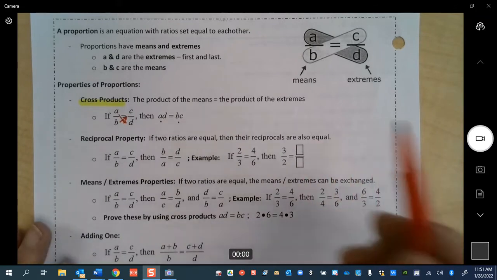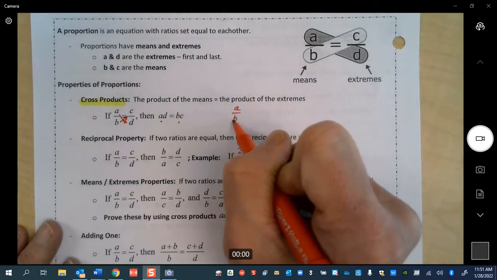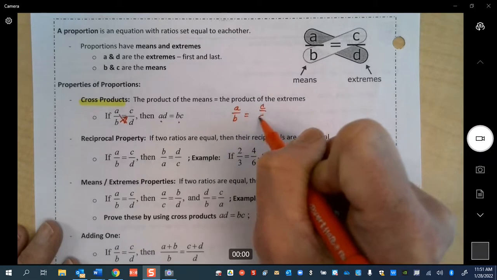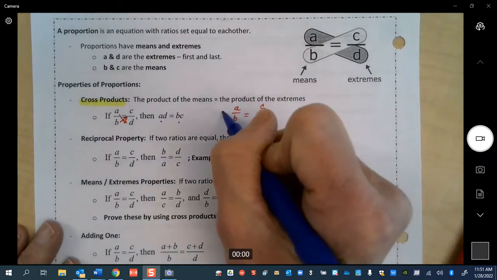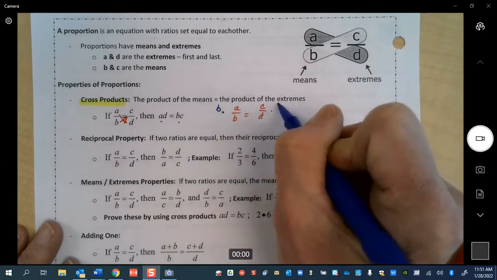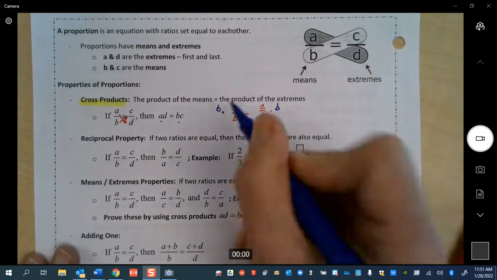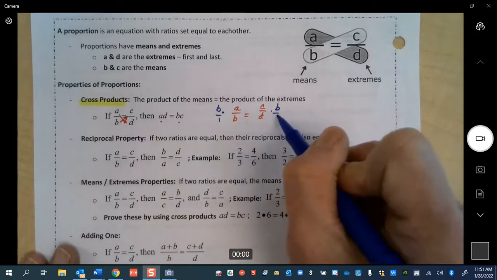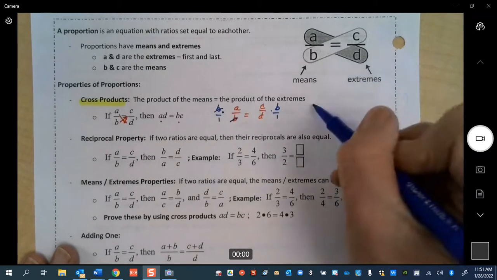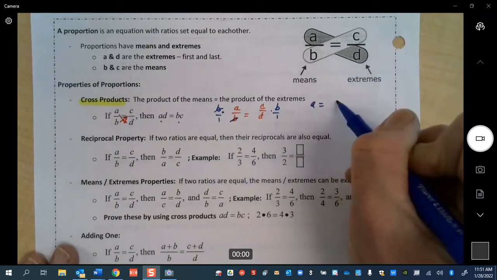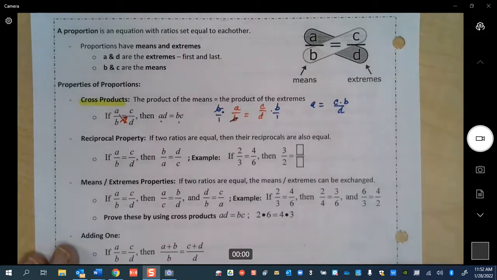If you think about it, we can justify cross products. If I have A over B is equal to C over D, my multiplication property of equality says I'm allowed to multiply each side by B. You don't have to write this down, just take a look at it and understand how it works. Do you see how my B's then cancel out and I wind up with A is equal to C times B over D? Everybody okay with that?